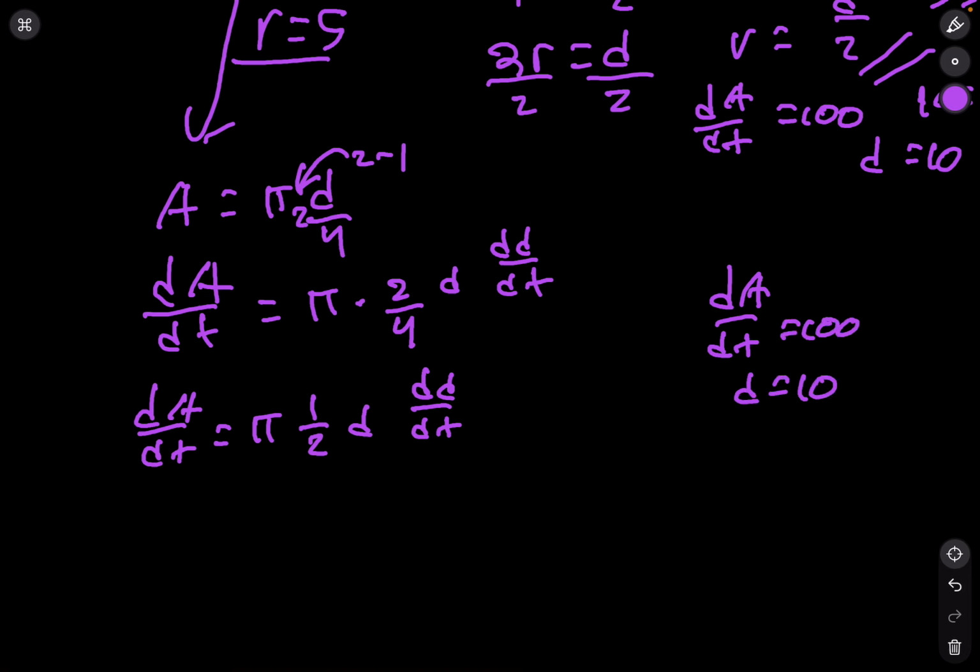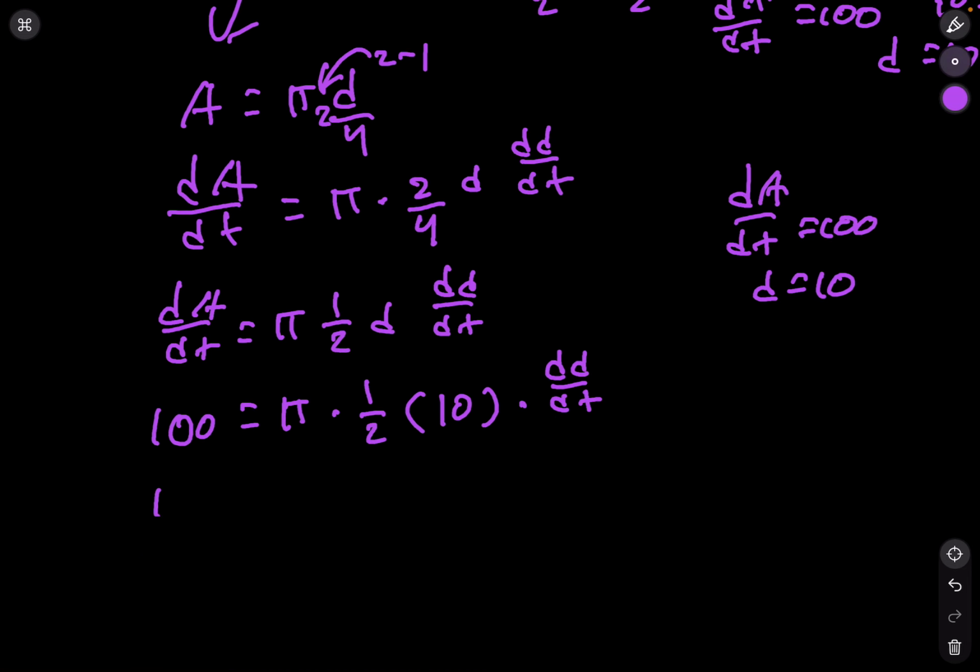From here, we can just plug in everything. We know the change of area is equal to 100, so 100 is equal to pi times 1/2 times the diameter, which is 10, times the change of the diameter with respect to time. From here, we just simplify everything. 10 times 1/2 is 5, times pi, so 5 pi with the change of the diameter.